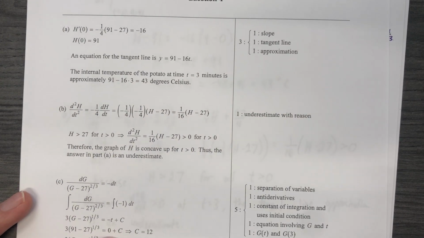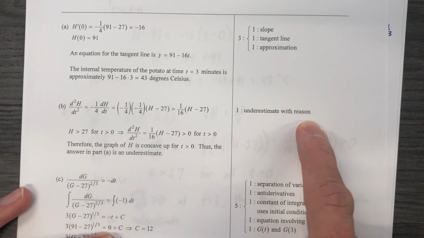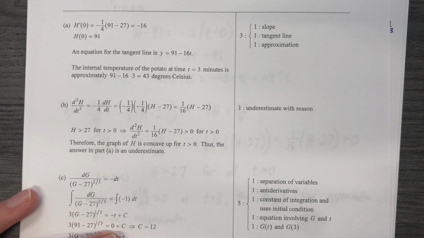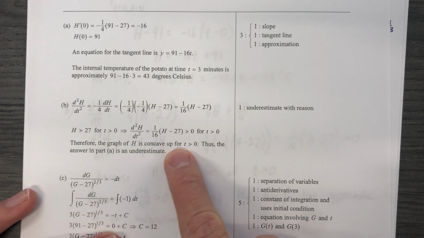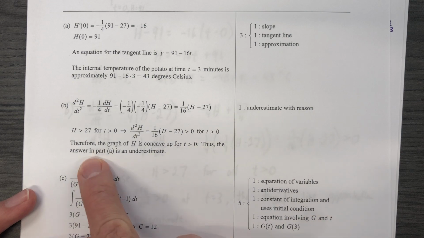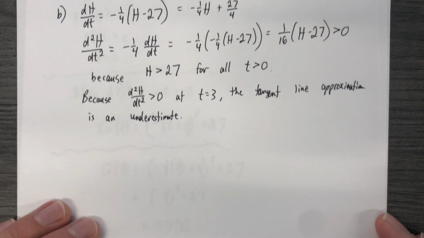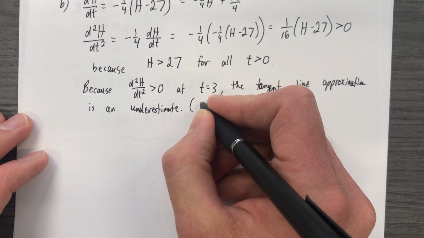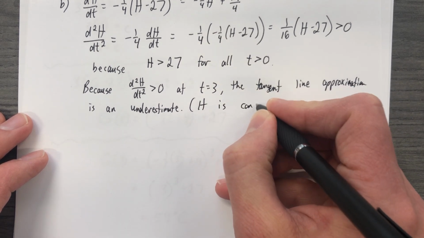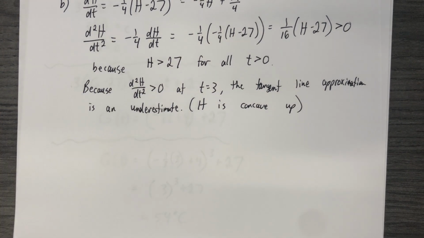1 point for part B, that's it. All that work, that was it. Underestimate with the reason. If you have the underestimate but no reason, or you have the reason but no underestimate, then sorry. But basically, there it is. There's all the work, the same stuff we did. And the graph is concave up for t greater than 0. Thus, the answer in part A is an underestimate. I don't think I used the phrase concave up. Would I get points for that? I'm going to say yes, but to be consistent, I'm going to say that H is concave up. I should have put that up here. It was implied. Maybe I should have said it a little more directly.